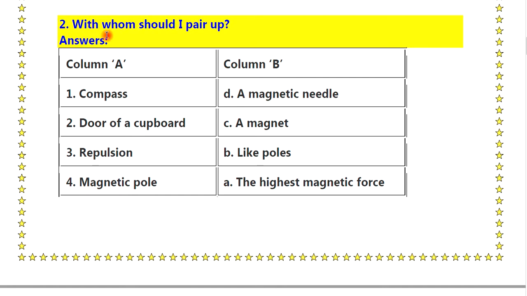Question number 2, with whom should I pair up? Answer: column A, first is a compass, answer is D, magnetic needle. Second point, door of the cupboard, answer is a magnet. Third point, repulsion, answer is B, like poles. Fourth point is magnetic poles, answer is A, the highest magnetic force.